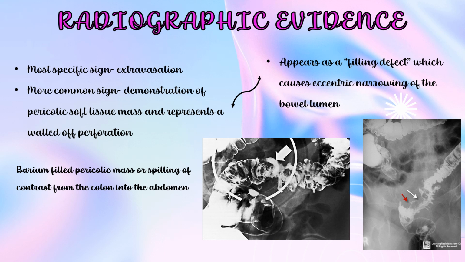It is a possibility, but if you're doing a barium contrast study, it'll look like barium-filled pericolic masses or spilling of contrast from the colon into the abdomen. So it'll kind of look like it's branching out of the abdomen, like when you spill a drink and it just drops out. It'll be the same thing with diverticulitis.